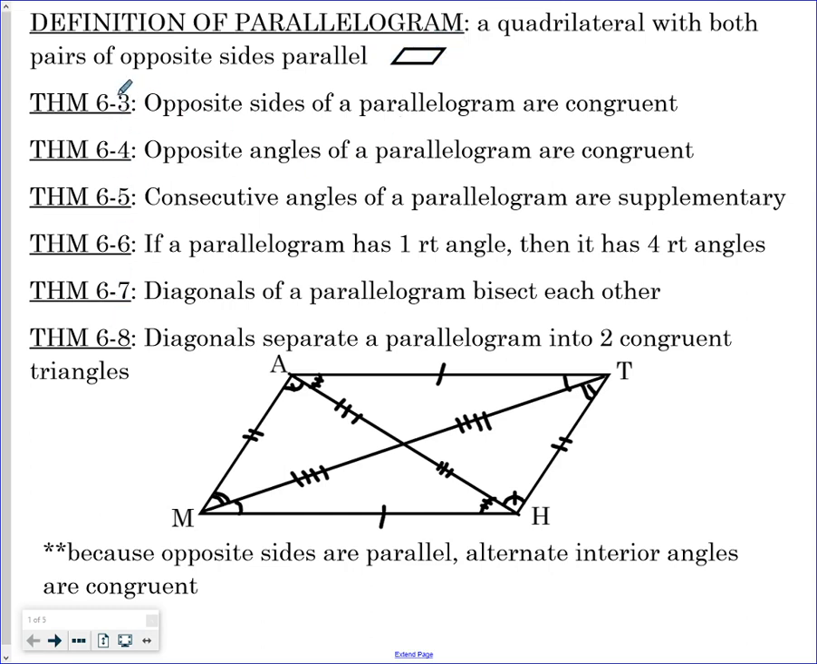So we have a bunch of theorems, or properties, about it. The first one: opposite sides of a parallelogram are congruent. So this is congruent to this. This is congruent to this, okay?